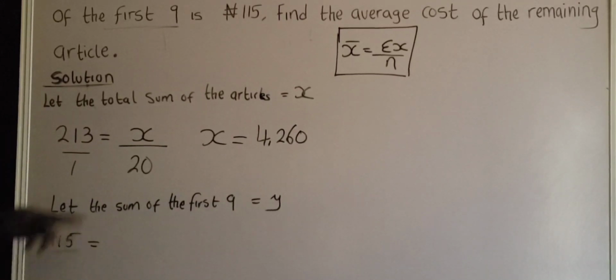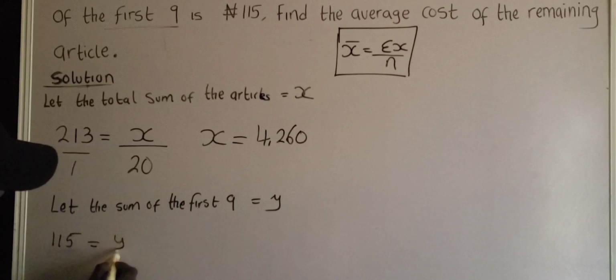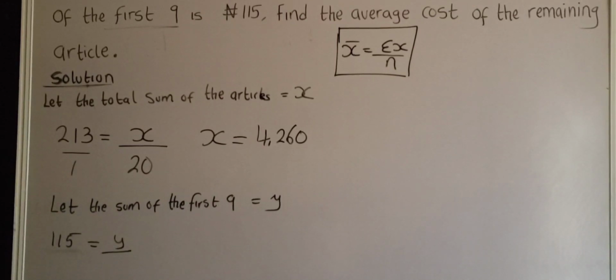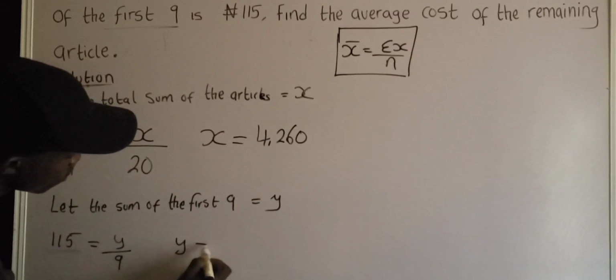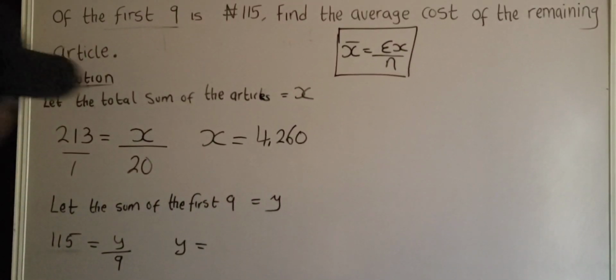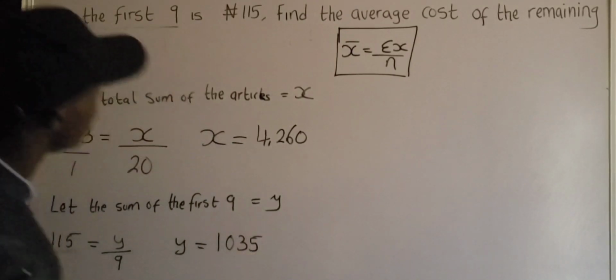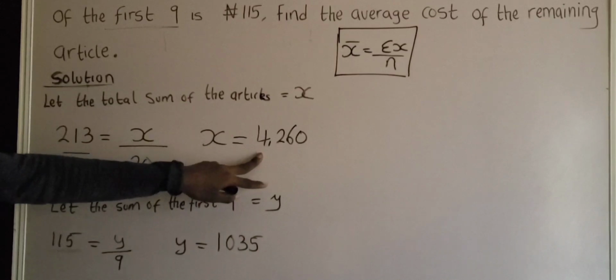115 is equal to the summation of all the 9 articles, and I have told you that we let the sum of the first 9 be equal to y. So I'm going to have y all over n. N is the total number of the articles, that is y all over 9, because we are dealing with the sum of the first 9 now. Are you getting it? So in order to get your y, you have to multiply 9 by 115. If you punch your calculator, you are going to get 1,035. So the sum of all the articles is 4,260.